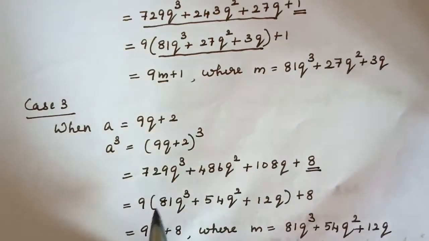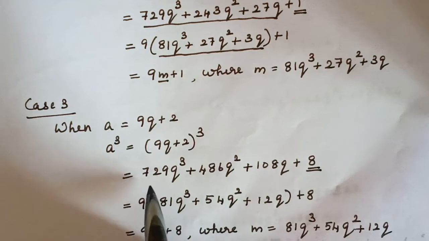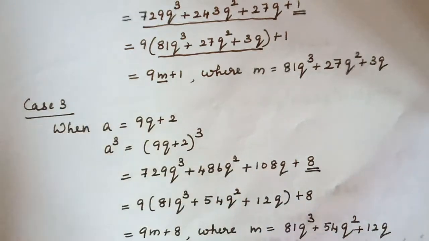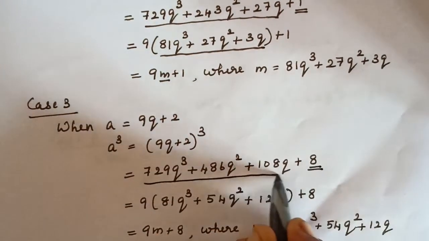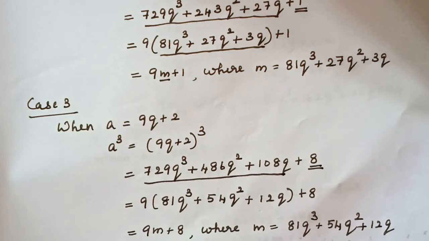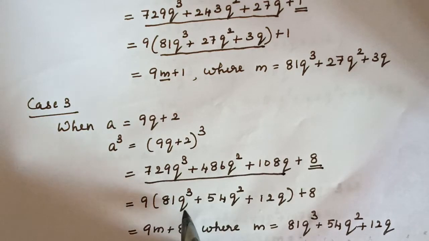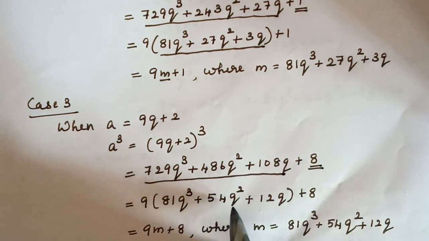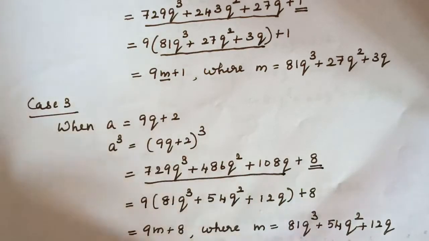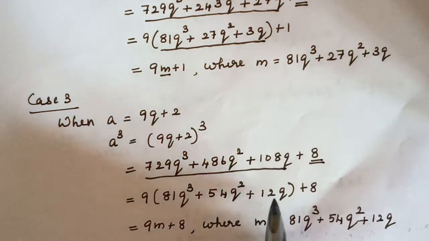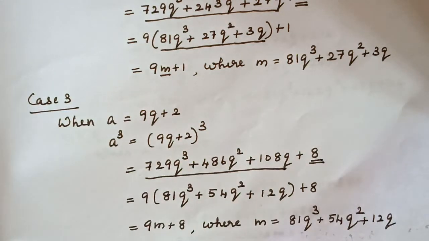So here when you expand, you will get 729q cube plus 486q squared plus 108q. From these three terms, we will take 9 as a common factor. When you take 9 as a common factor, you will get 9 into 81q cube plus 54q squared plus 12q plus 8. This can be written as 9m plus 8, where m is equal to whatever is inside the bracket, 81q cube plus 54q squared plus 12q.